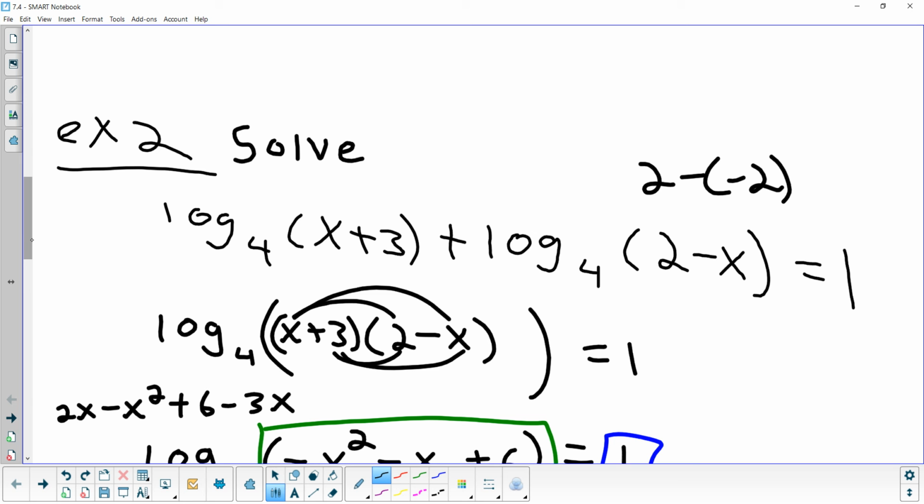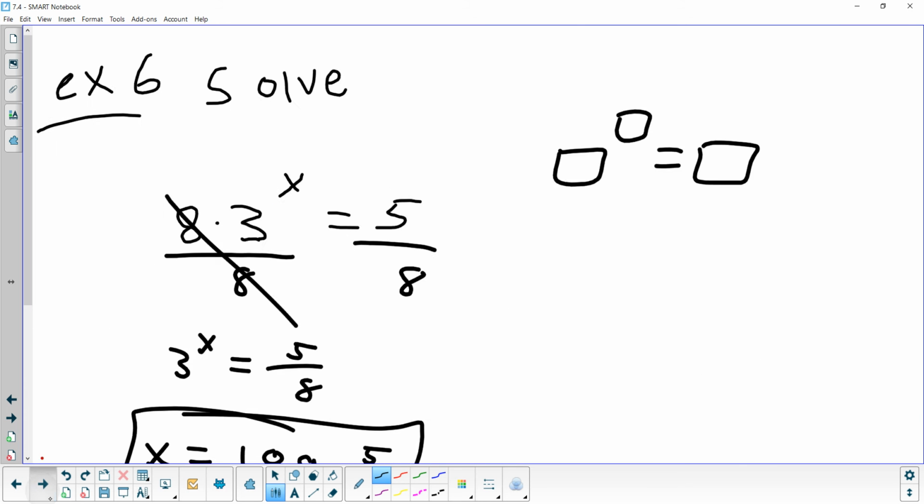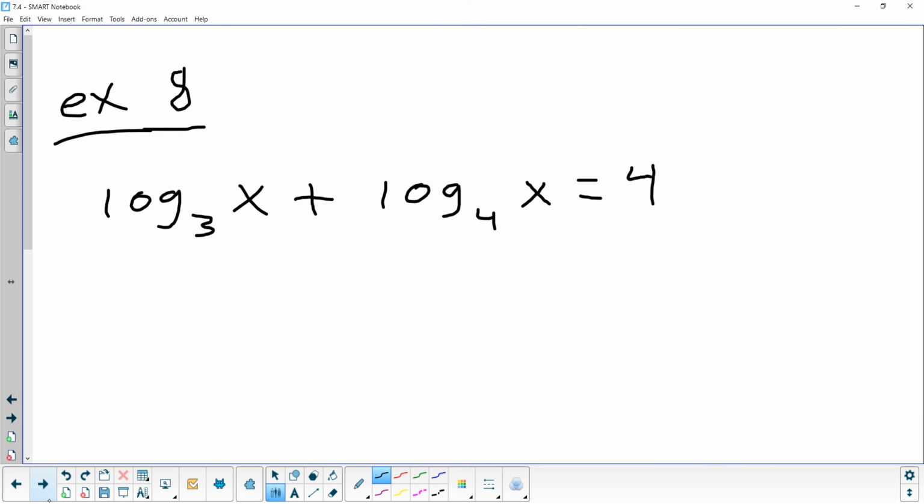Example 2. You might think that example 8 looks very similar in setup to example 2. But what's different about example 8 that really messes everything up? That's really all I want to point out in this problem. We're not going to finish it. Yep? The bases are different. So you can't solve this by writing it with a common base because the bases can't be combined. Okay? And that's all I want to make sure you notice in that problem.